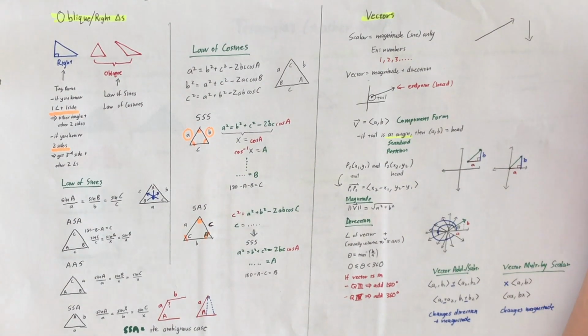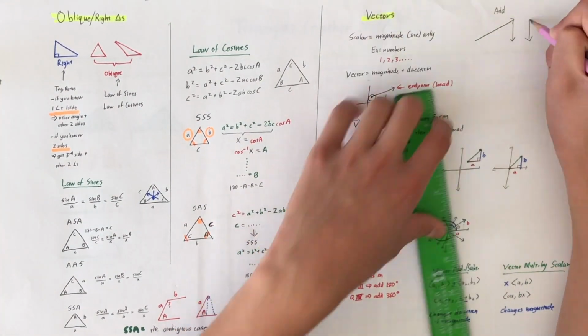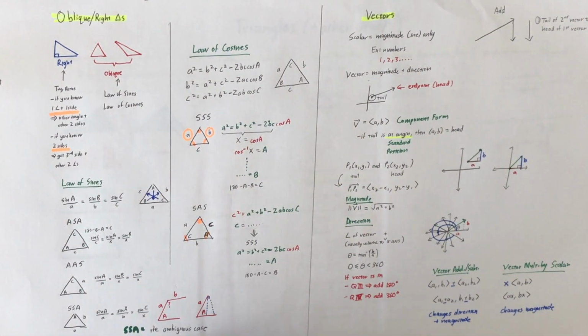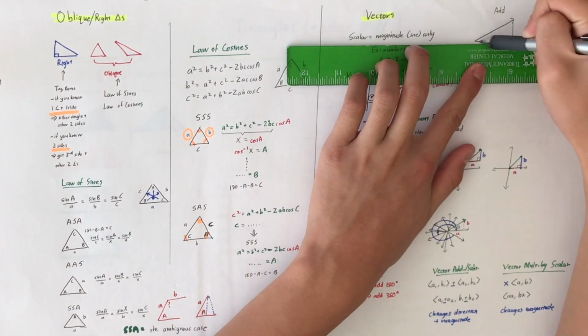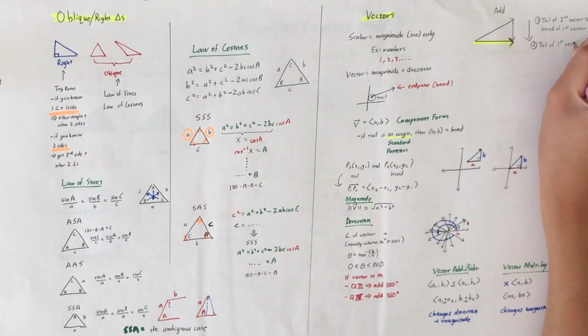Alright, so if you want to add or subtract vectors manually, then you just have to translate the vector that you're adding so that its tail is touching the head of the first vector. Then you just draw a vector from the tail of the first one to the head of the second, and that's your resultant vector.